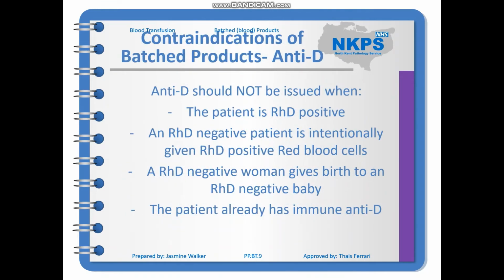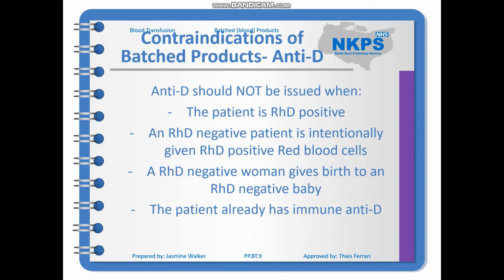We're now going to go through the contraindications, so when they shouldn't be given, starting with anti-D. So the biggest one is if the patient is RHD positive, don't give them prophylactic anti-D, there's no point. Another is if a patient is RHD negative but has intentionally been given RHD positive red blood cells as a transfusion. So I know I mentioned about if you have a patient who's RHD negative and they're given RHD positive platelets, we might give prophylactic anti-D.